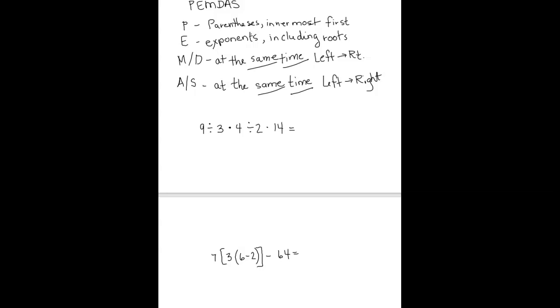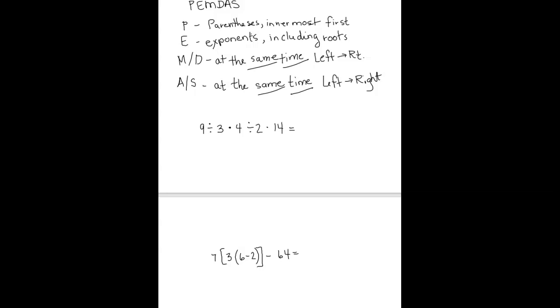We have exponents, including roots. That means square roots, cube roots, whatever kind of root we're looking at. Those are exponents as well. Our multiplication and division, and here's where people really start to go wrong. Multiplication and division happen at the same time. You don't do multiplication and then go through and do division. You do them at the same time, left to right.